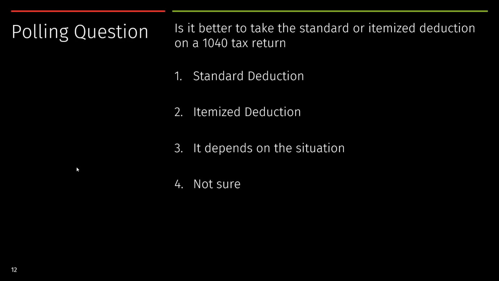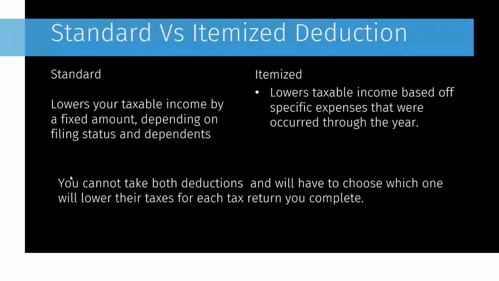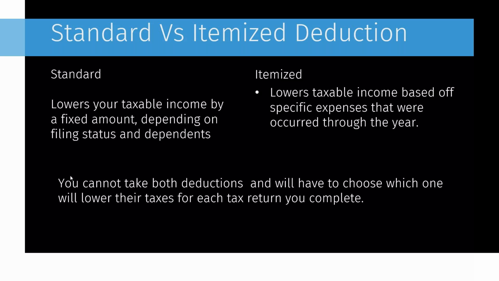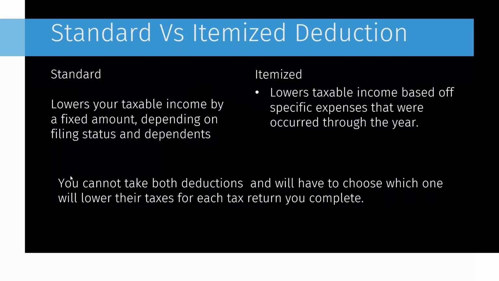Now, if I navigate to my next slide to break this down, the standard deduction lowers your taxable income by a fixed amount. While it may vary from client to client, whatever fixed amount they qualify for, it is going to be that fixed amount. The itemized deduction lowers it based off those expenses throughout the year. The main thing to know is you cannot mix and match. You have to select one. They can only have a standard deduction or they can only have an itemized deduction.